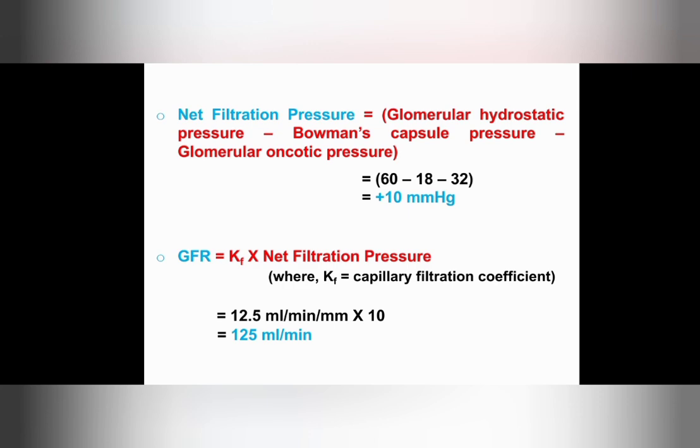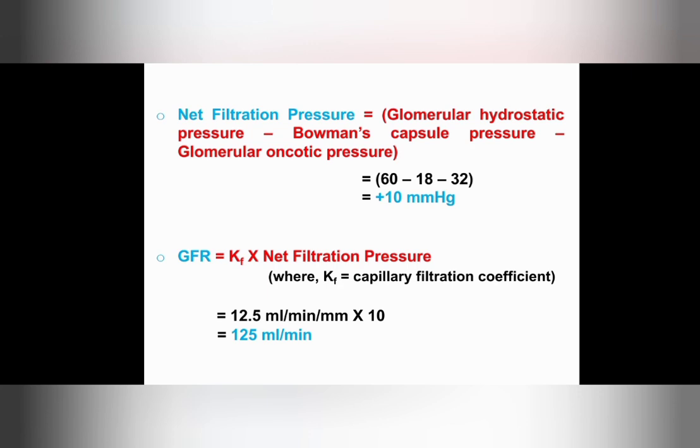This may vary from person to person, but my point is that as long as this pressure is positive, filtration is possible. So the net filtration pressure, in our case, is plus 10. Plus 10 multiplied by one coefficient, which is Kf, the capillary filtration coefficient. Its value is constant, measured by scientists and written in the book. The value is 12.5 ml per minute per mm Hg. Now if you multiply both, you will get 125 ml per minute.